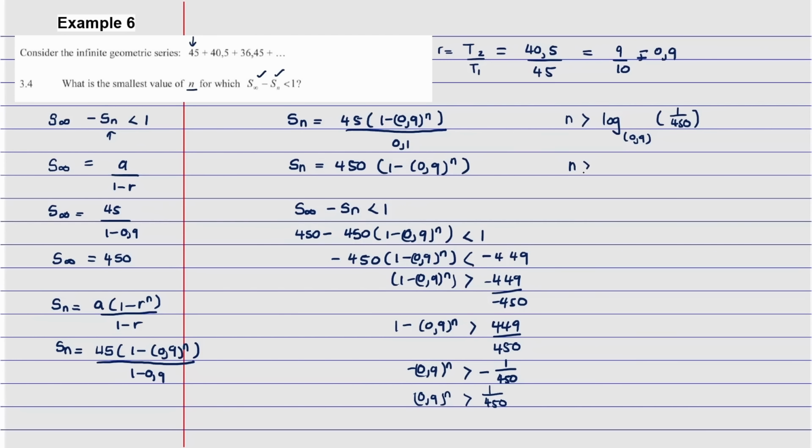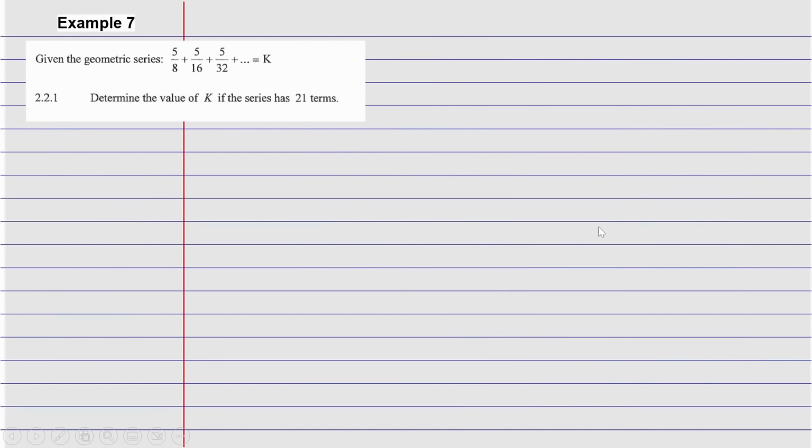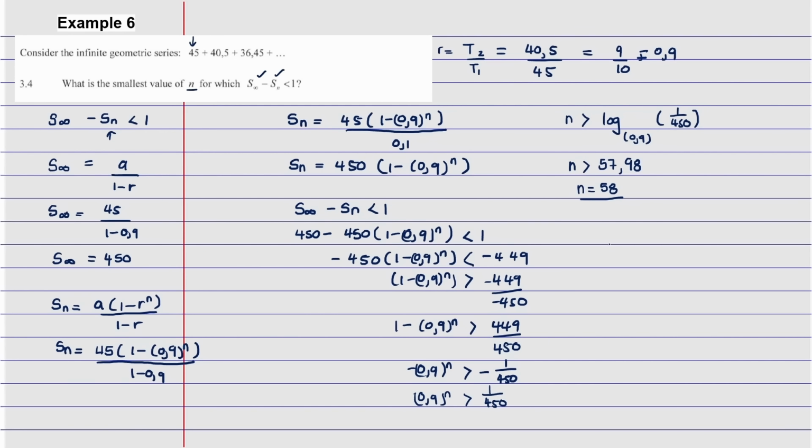You're going to get that n is greater than 57.98. The fact is that we need the smallest. Since this one is not included because it's not equal to, therefore n is going to be equal to, what is the smallest? The smallest is going to be 58. So this is how you would find your n.